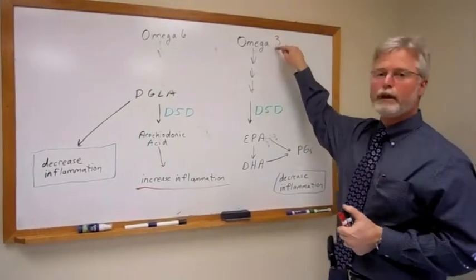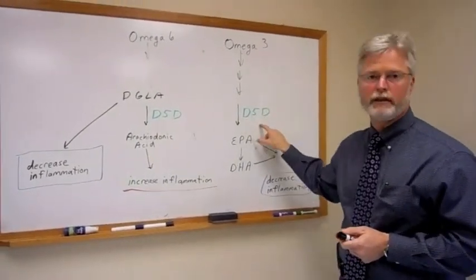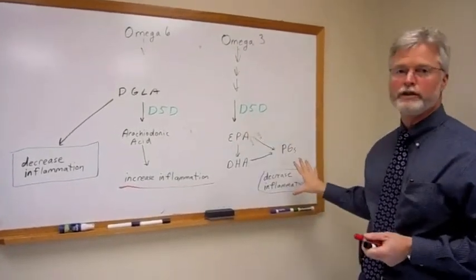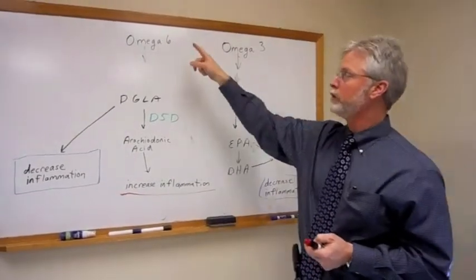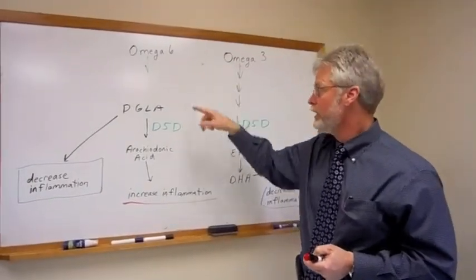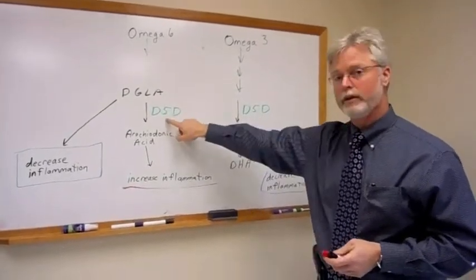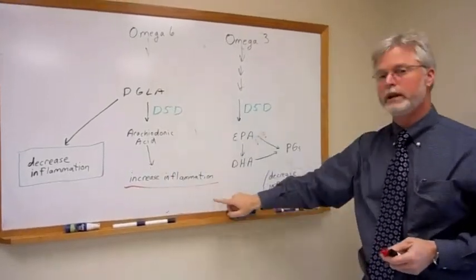As long as you eat enough omega-3, your body will use up the delta-5 desaturase, because that's what it would rather do, to make all the good stuff. But if you're not eating enough omega-3, or you're eating too much omega-6, there'll be enough delta-5 desaturase left over that it will send us down to increase inflammation.